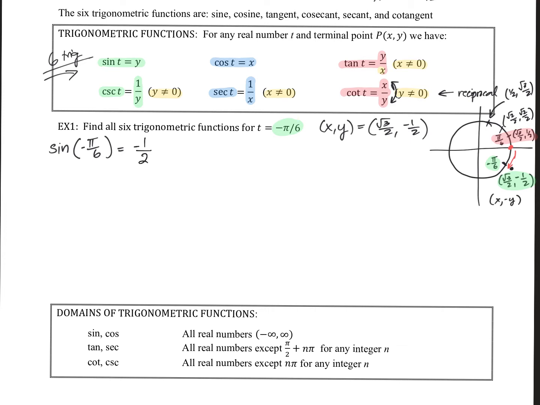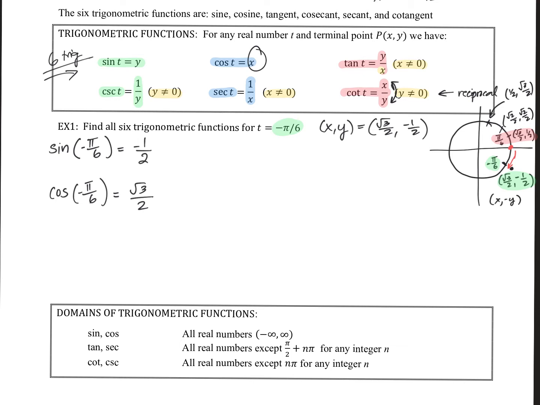Next, let's take a look at cosine of, and in this case, t is equal to negative pi over 6. Well, cosine is just equal to the x value, which means it's just going to be right there, the root 3 over 2. Not too bad.